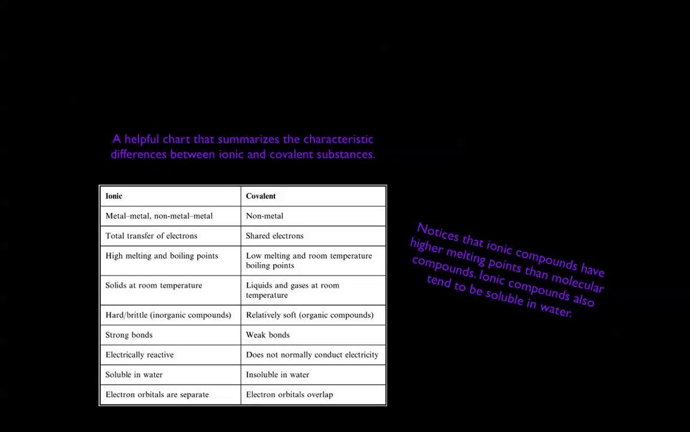And then just another chart that was helpful that we went through a lot. It summarizes the characteristic difference between ionic and covalent substances to help us get the gist of the difference between the two. And notice that ionic compounds have higher melting points than molecular compounds. Ionic compounds also tend to be soluble in water. Keep that one in mind.